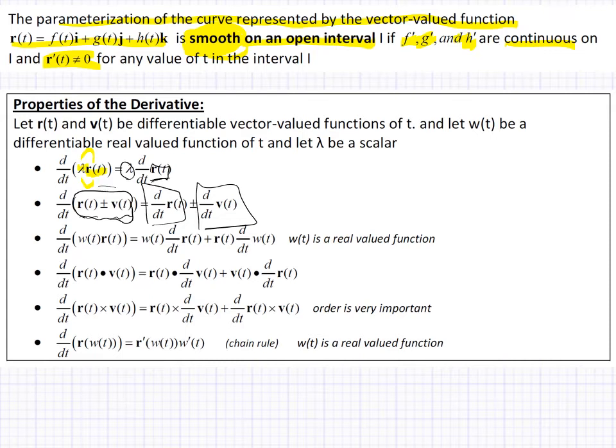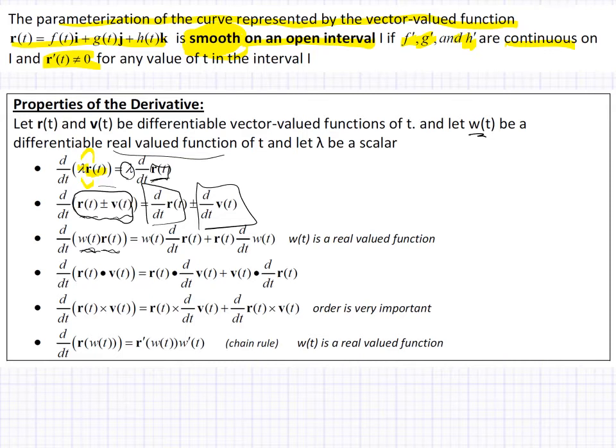Okay, now we get some products. There are three different products we're going to look at. W of t is a real valued function. Notice in the notation the W is not bolded, which tells me it's a real function. There's a bolded letter on the R of t because R is a vector valued function.